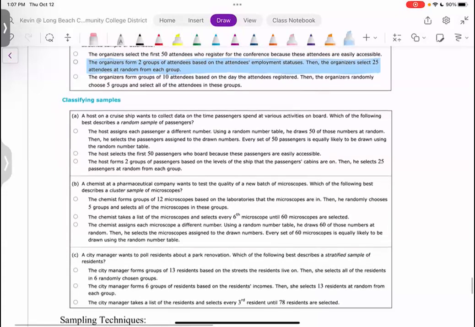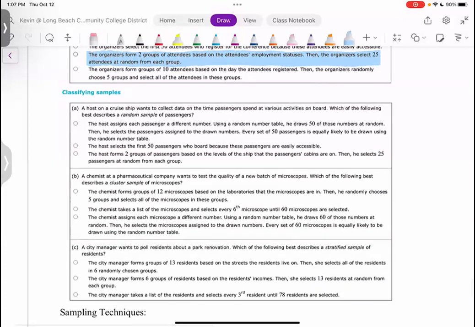All right, we have a few more. A host on a cruise ship wants to collect data on the time passengers spend at various activities on board. Which of the following best describes a random sample of passengers? The host assigns each passenger a different number. Using a random number table, he draws 50 of those numbers at random. Then he selects the passengers assigned to the drawn numbers. Every set of 50 passengers is equally likely to be drawn using the random number table. So that's definitely random. I'm going to read the other two anyway.